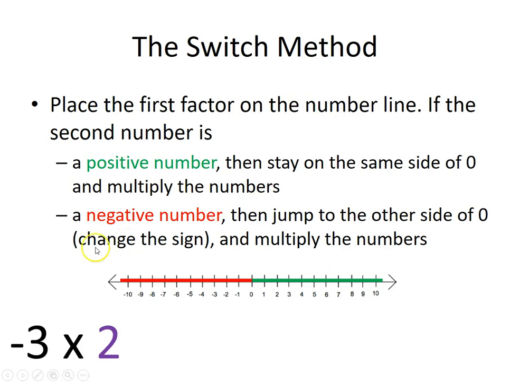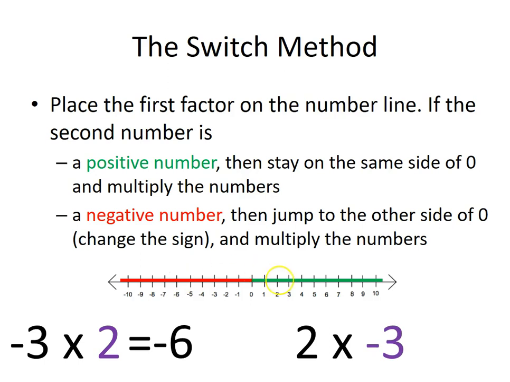So if we have a -3, our first factor is negative. So we're going to be on the negative side of the number line, and we're going to multiply that by 2. Now the second number is positive. When the second number is positive, we stay on the same side of 0 on the number line, and we then multiply the numbers. So we're on the negative side because of -3. We multiply 3 times 2. We would end up with -6.